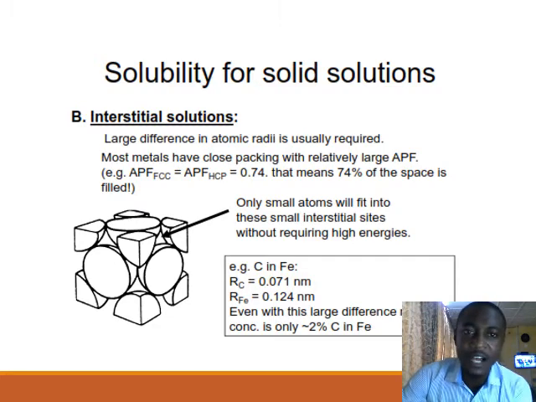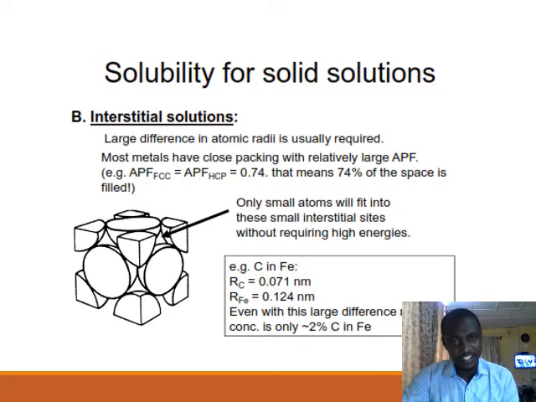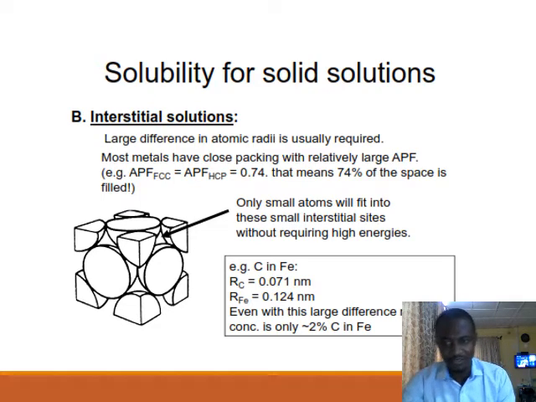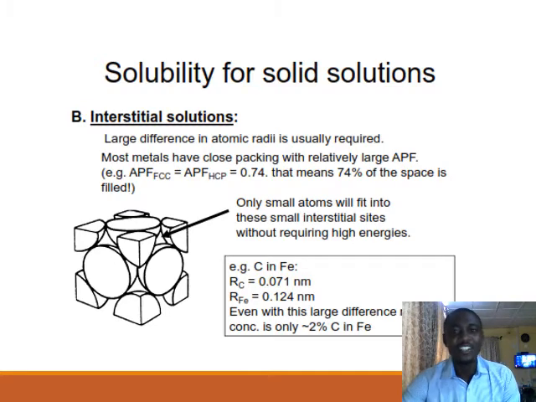The second solid solution is the interstitial solution. So remember, the first one I just finished explaining with example is a substitutional. So for interstitial, you need a large difference in atomic radius, because you are looking at a situation whereby you want the impurity atoms to go and occupy some sites in between, to go and occupy spaces in between the atomic sites. So in this case, you need a large difference in atomic radii. So for most metals that have close pack with relatively high atomic packing fractions, you can have this kind of situation.